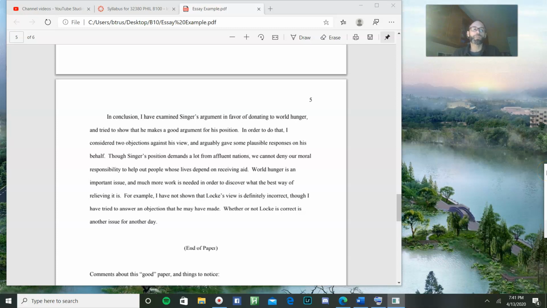Though Singer's position demands a lot from affluent nations, we cannot deny our moral responsibility to help out people whose lives depend on receiving aid. World hunger is an important issue, and much more work is needed in order to discover what the best way of relieving it is. For example, I've not shown that Locke's view is definitely incorrect, though I have tried to answer an objection that he may have made. Whether or not Locke is correct is another issue for another day.